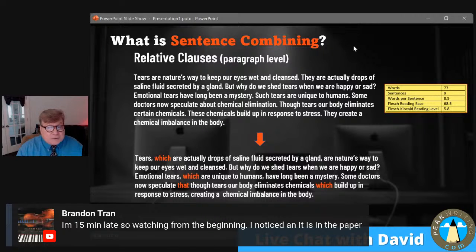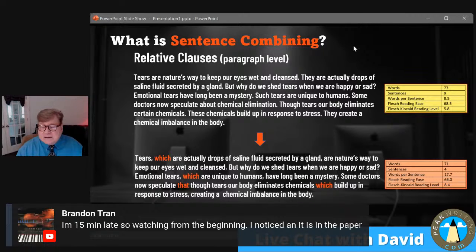Tears, which are actually drops of saline fluid secreted by a gland, are nature's way to keep our eyes wet and cleansed. But why do we shed tears when we are happy or sad? Emotional tears, which are unique to humans, have long been a mystery. Some doctors now speculate that through tears, our body eliminates chemicals which build up in response to stress, creating a chemical imbalance in the body. Does that sound a little bit more mature in terms of its syntactic complexity?